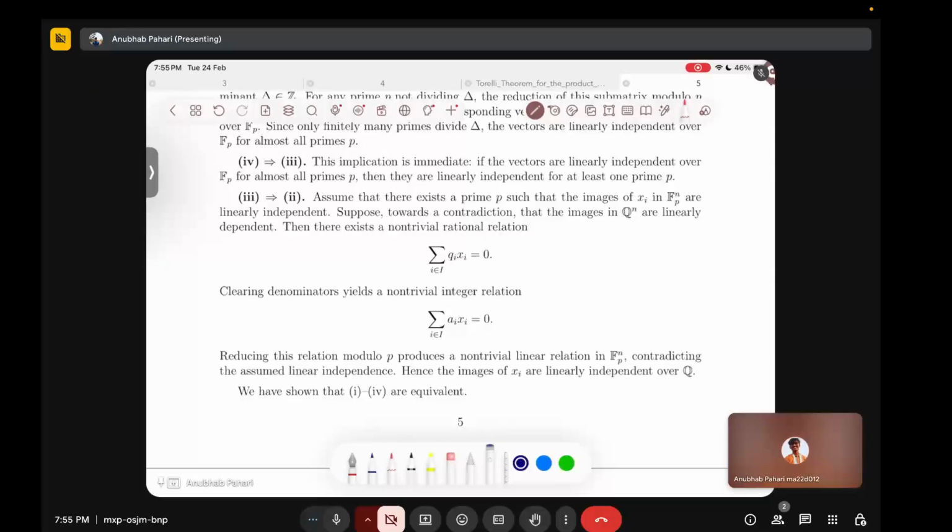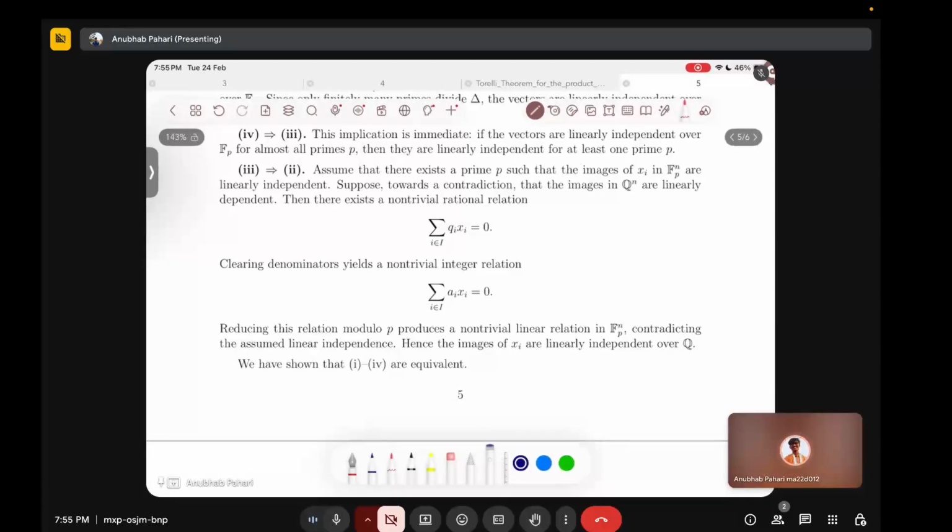Then there will exist a non-trivial rational relation which is summation of qi xi equals to 0, and clearing denominators will yield a non-trivial integer solution, that is summation of ai xi equals to 0. And reducing this relation modulo p produces a non-trivial relation in Fp, contradicting the assumed linear independence. So therefore our images have to be linearly independent over Q.